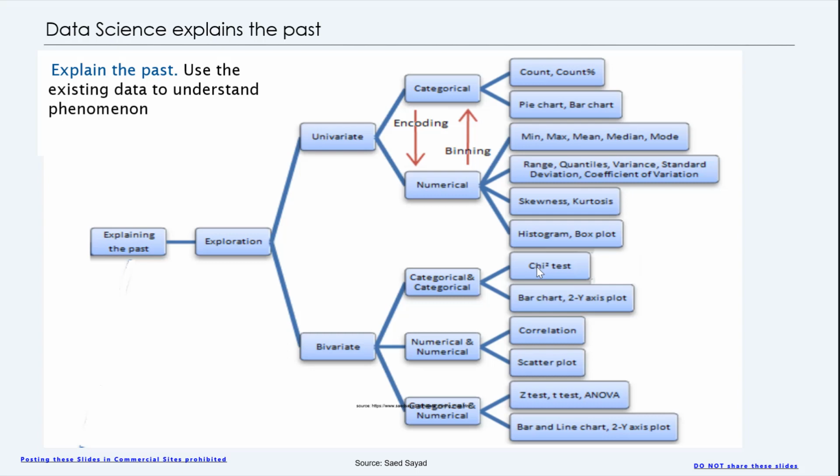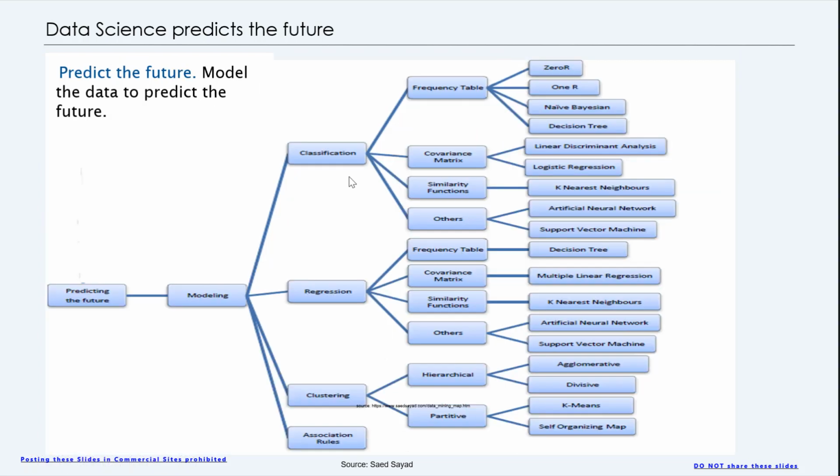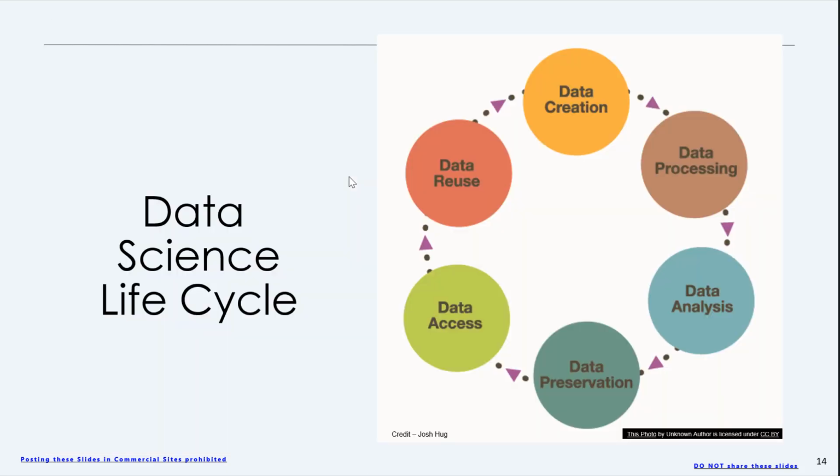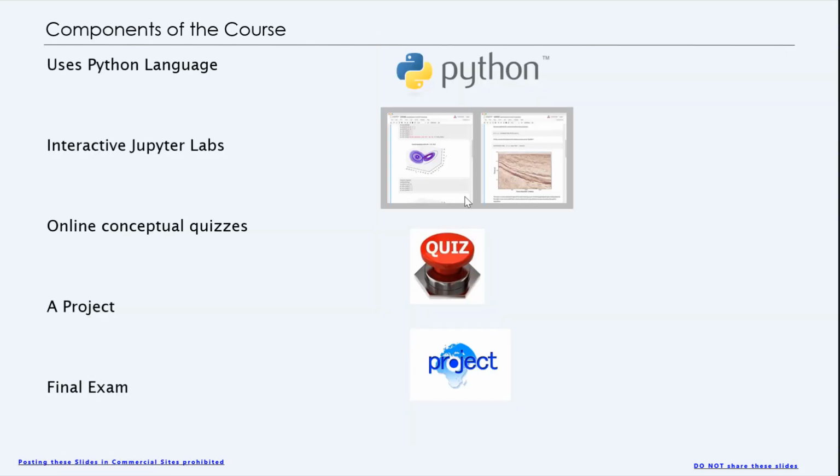In a sense, data science kind of explains the past. In other words, when we have the data, we can try to explain the past by exploring that data and creating different types of models. And then once we understand that, we can try to predict the future. That's the value of data science. So there's a life cycle of data science. We create data, we collect data, we process data, we analyze data, we preserve data, we access data, we reuse data, and we keep going in this cycle.